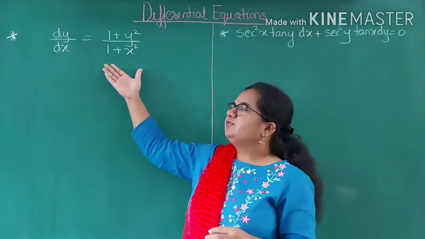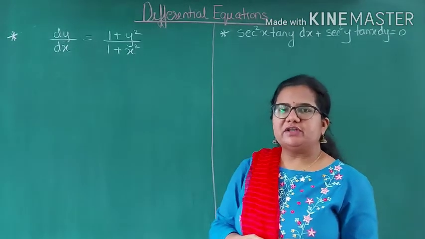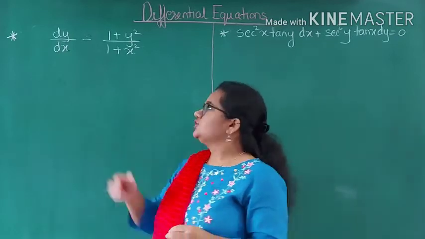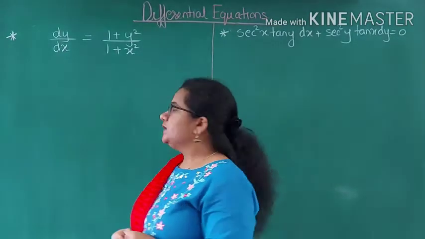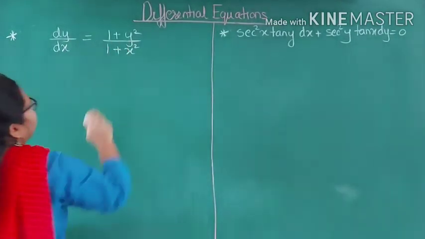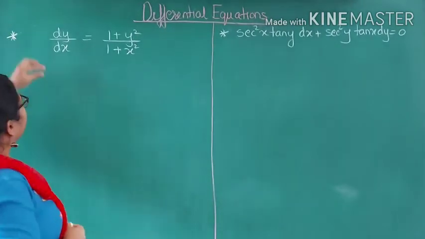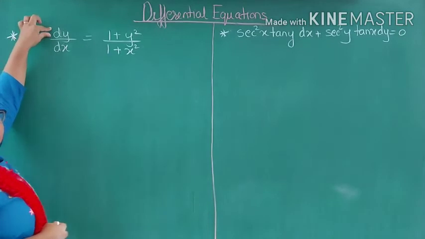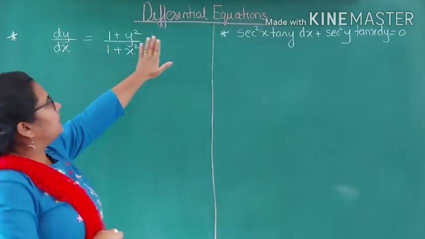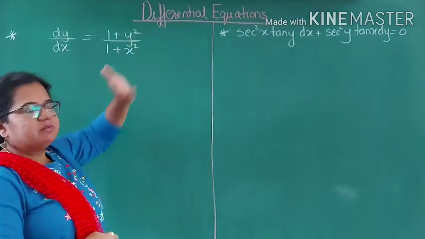So here you have to find the solution of the given differential equation. So let us start with the first example. dy upon dx is equal to 1 plus y square upon 1 plus x square. Now if you look here, the differential dy is in the numerator. If you take dx on the other side, it will become dx.